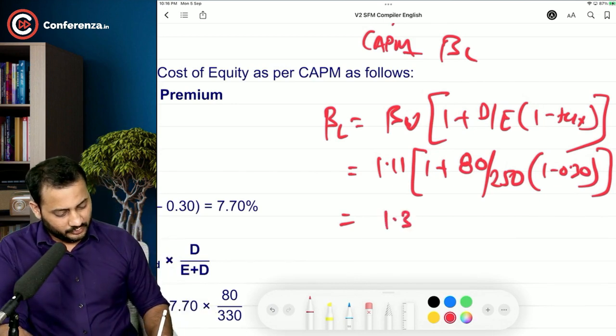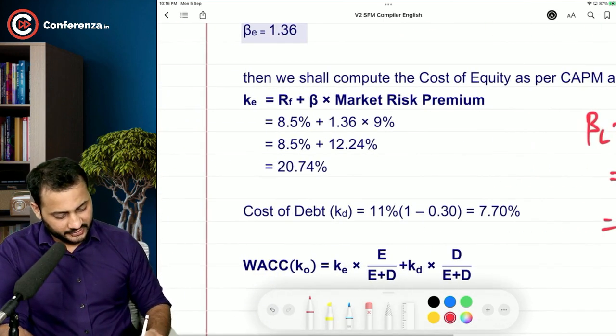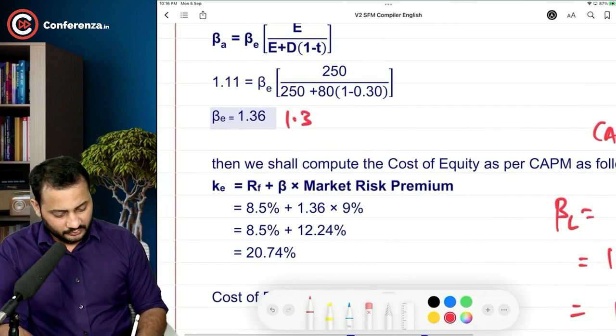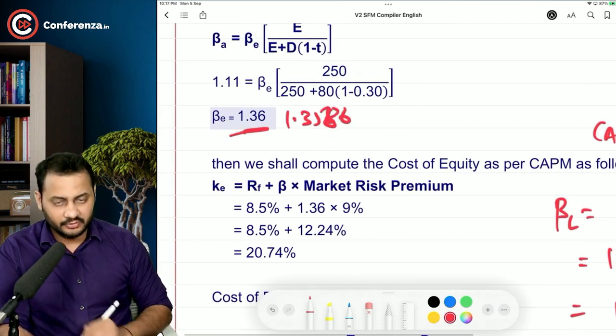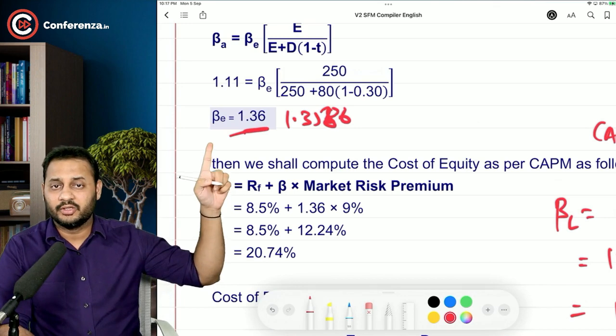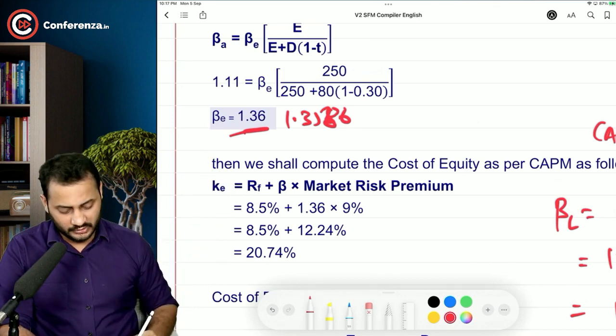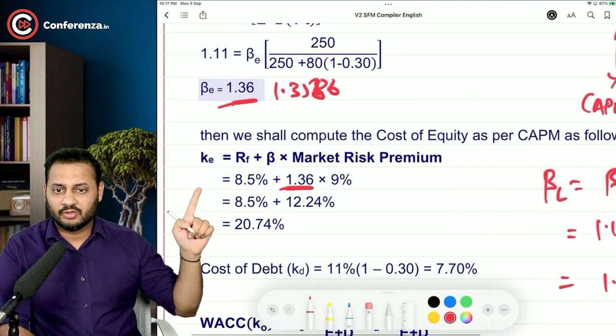That's 1.3586. Let's just check it. Yeah, 1.3586 is converted into 1.36. Now use that 1.36 beta in the CAPM formula. 1.36. Calculate the cost of equity.